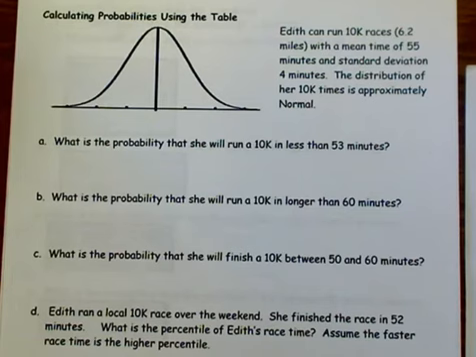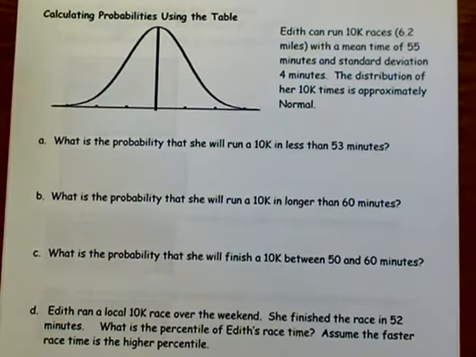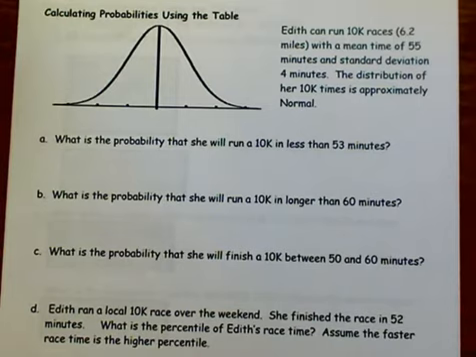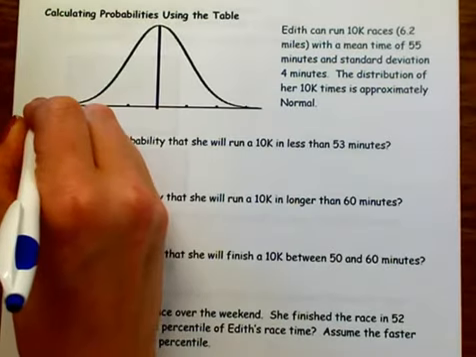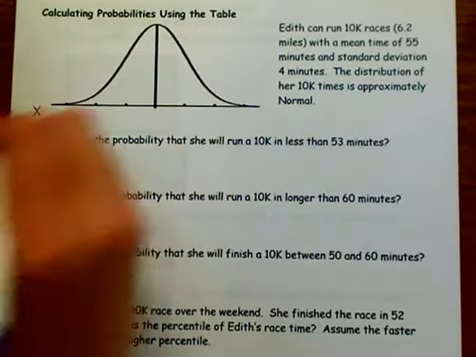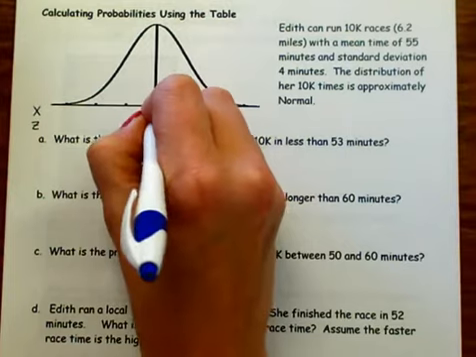Part 3 of statistics. Let's go ahead and actually answer some questions using the standard normal distribution. So let's read the question. Edith can run a 10K race, 6.2 miles, with a mean time of 55 and a standard deviation of 4. So the first thing I'm going to do is label with my data numbers and with the corresponding z numbers below it.